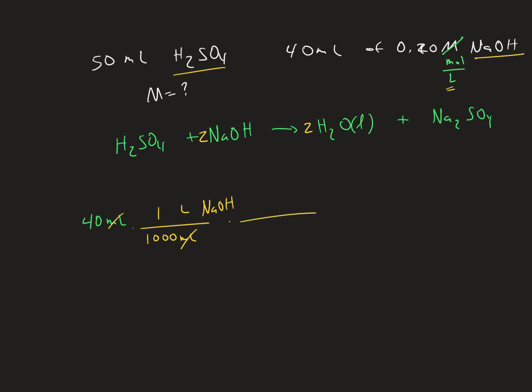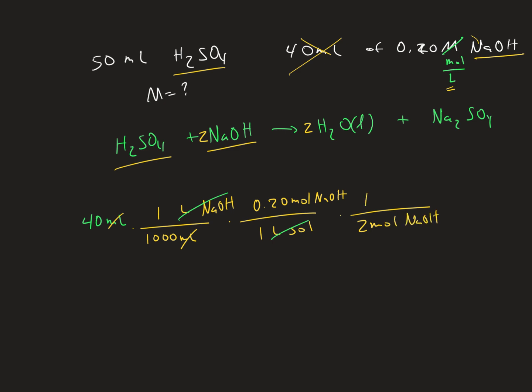Okay. Now I use that, I'm not going to use that again. Now I can use the concentration of NaOH, and I'm going to have 0.20 moles of NaOH on top and 1 liter of solution on bottom so that liters go away. Okay so far? Now we can use the mole-to-mole ratio from NaOH to H2SO4, which is 2 moles of NaOH to 1 mole of H2SO4.